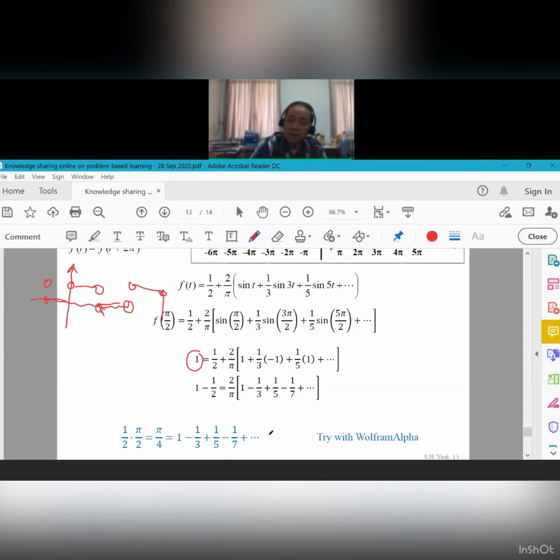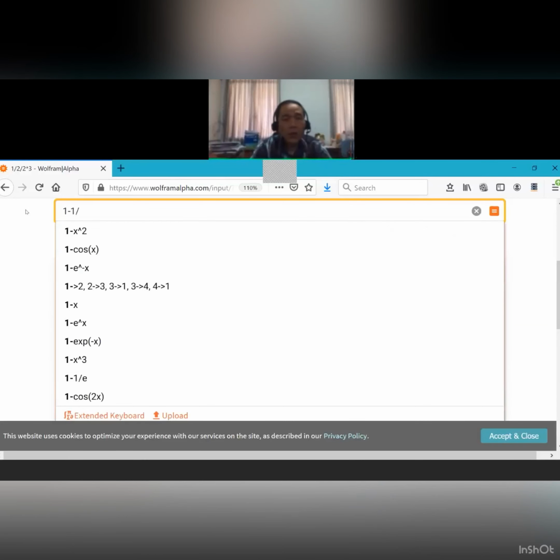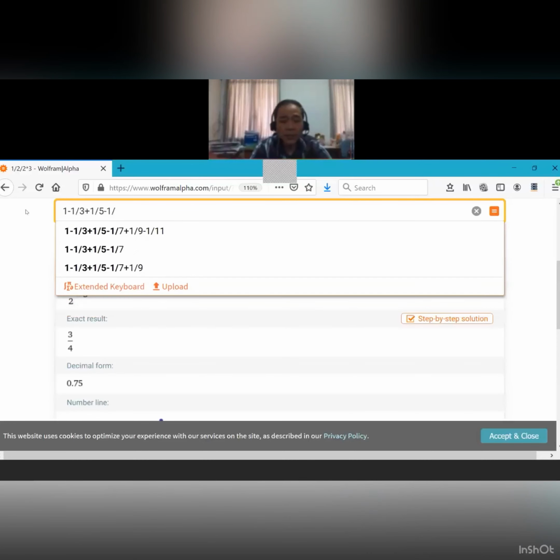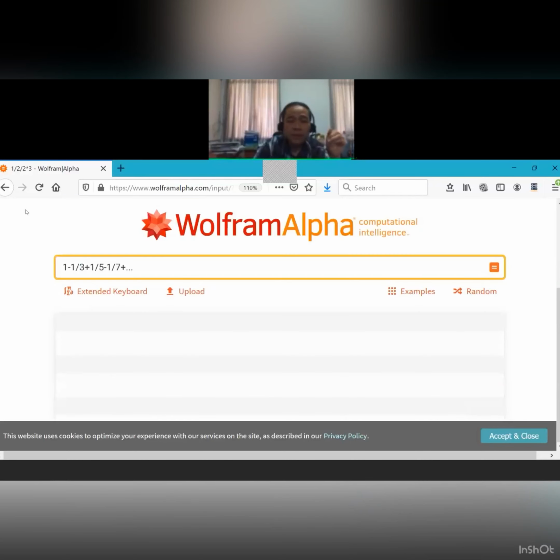Then sometimes we can show them, let's say, with Wolfram Alpha. Actually, we need to give them some soft skills so that they can learn beyond the class. For example, here, okay, can you see this Wolfram Alpha? Then we show them 1 minus 1 over 3 plus 1 over 5, and then minus 1 over 7, and then plus dot dot dot. So what is the result?